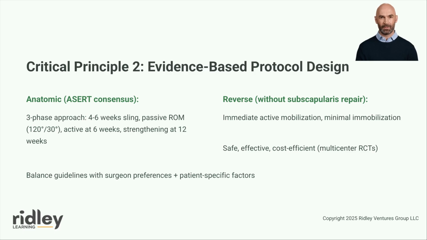Second, evidence-based protocol design. The American Society of Shoulder and Elbow Therapists Consensus Statement for Anatomic Arthroplasty and the emerging evidence supporting accelerated protocols for reverse arthroplasty provide foundational frameworks that should guide rehabilitation planning. For anatomic arthroplasty, the three-phase approach emphasizing 4 to 6 weeks of sling immobilization, passive range of motion within specified limits of 120 degrees elevation and 30 degrees external rotation, delayed active motion until 6 weeks, and progressive strengthening after 12 weeks represents the current standard of care supported by the best available evidence.